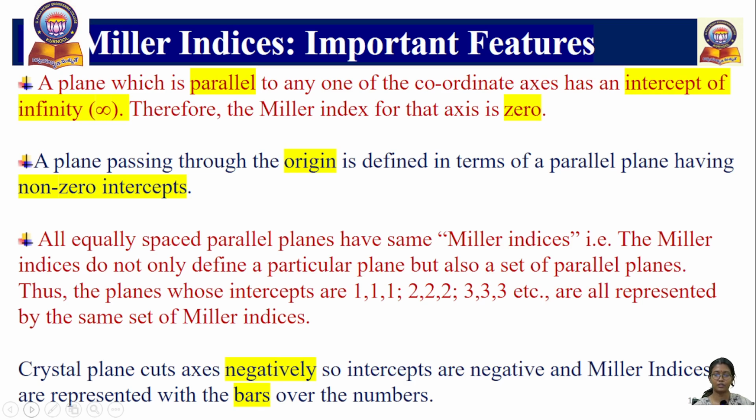So these are the important features: if it is parallel, see, two parallel lines, will they cut each other at any point of time? No. So the intercept is infinity in that case, and the Miller index becomes 0. Next feature is we have to look at the origin and say whether this is in the positive or negative direction. Okay, so these are some of the important features of Miller indices.